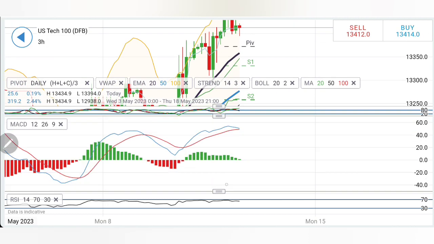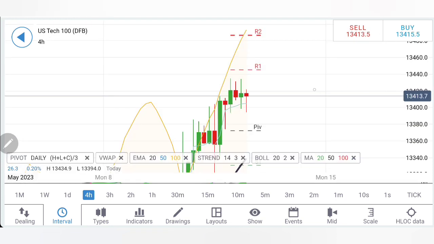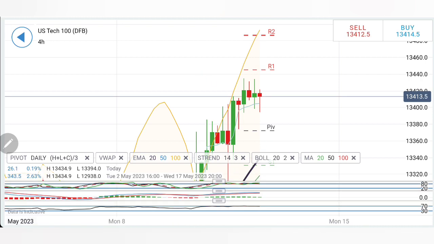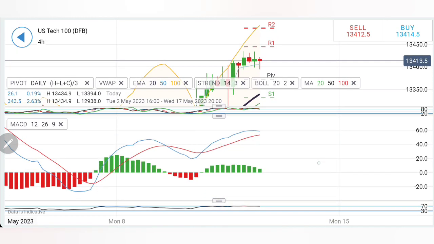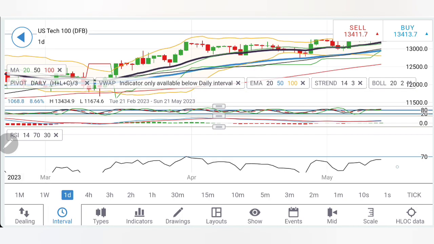Stochastic looking down, MACD is bullish, trying to cross over for a sell. RSI is flat, and on the 4 hour charts here, the possibility of lower highs, lower lows exists, and that is why I say above 13,450, that is the only buy entry you should take. Stochastic overbought, MACD bullish, trying to cross over for a sell. RSI trading near the top.